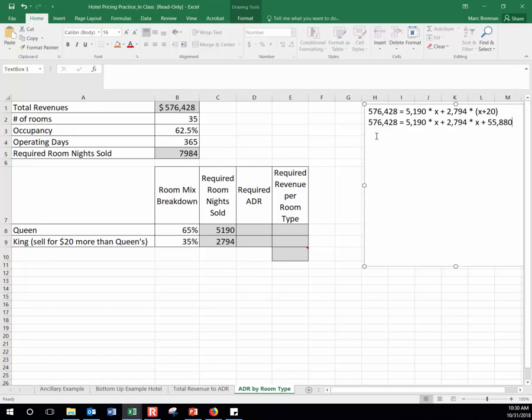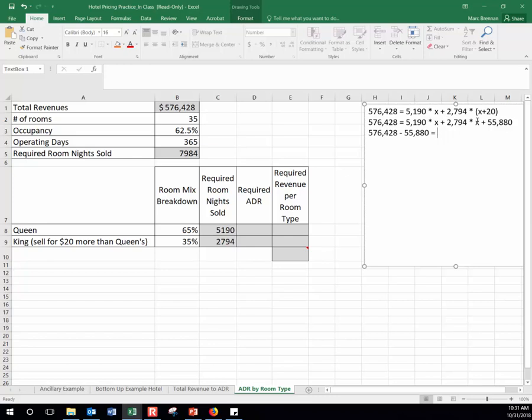What we can now do is start to bring this number over to this side. If it's being added over here, in order to cancel it out, we need to subtract it on both sides, which is what we're going to do. So $576,428 minus the 55,880. Okay? So all we're doing is bringing this part of the equation over to this side. So we have to subtract it in order to bring it over here.